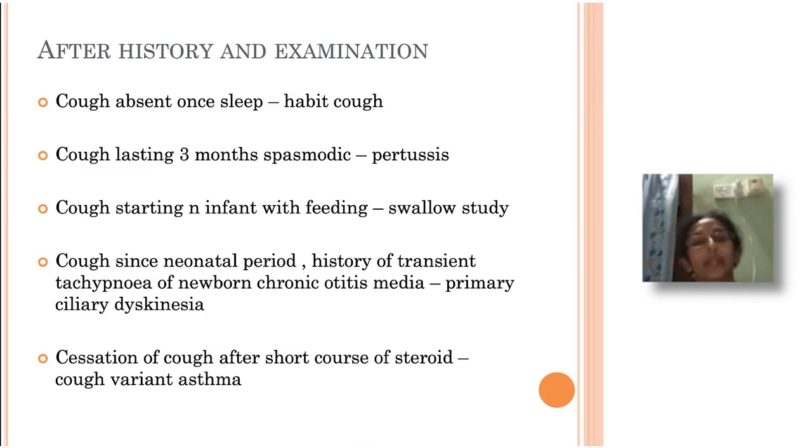After history and examination, if the cough is absent during sleep, it favors the diagnosis of habit cough. If the cough lasts more than 3 months and is spasmodic, it favors the diagnosis of pertussis. Cough starting in infants with feeding suggests some aspiration, so we have to go for a swallowing study. Cough since the neonatal period, history of transient tachypnea of the newborn, and chronic otitis media make us think about primary ciliary dyskinesia. And cessation of cough after a short course of steroid makes us think about cough variant asthma.